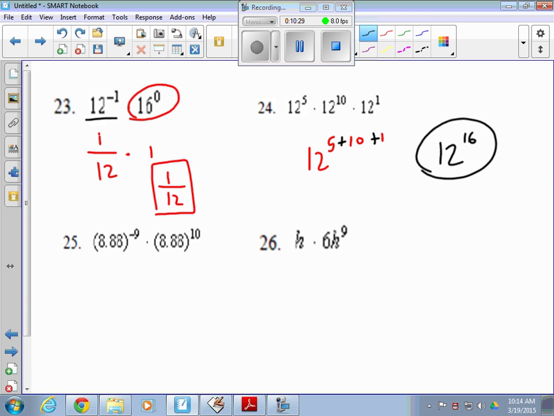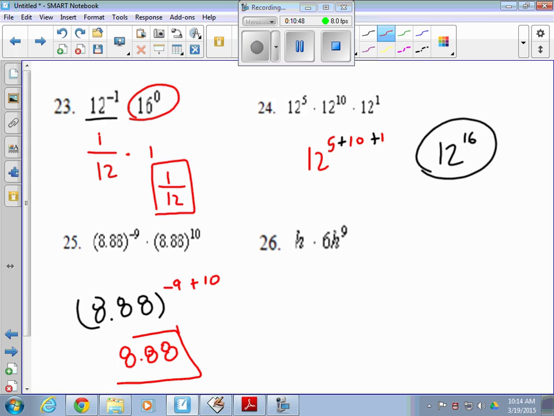Both of these bases are the same, 8.88. Add the exponents, negative 9 plus 10. 8.88 to the first power, which is simply 8.88. h times 6h to the ninth. 6 times this coefficient would just be 1, so 6. And then the same bases, h and h. Again, same bases will give you h to the 1 plus 9, or 6h to the 10th.